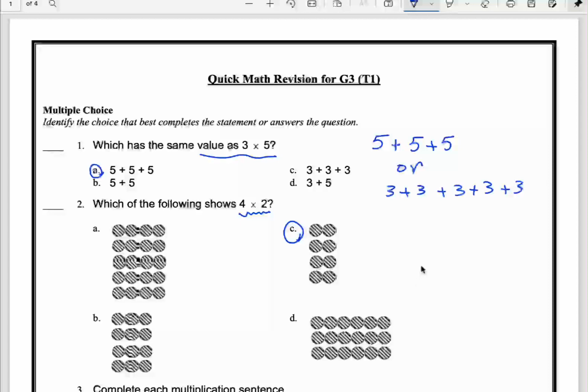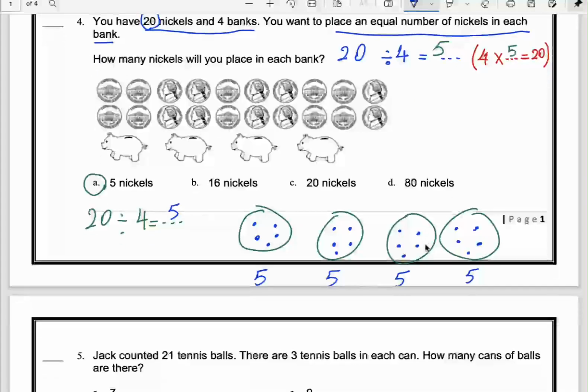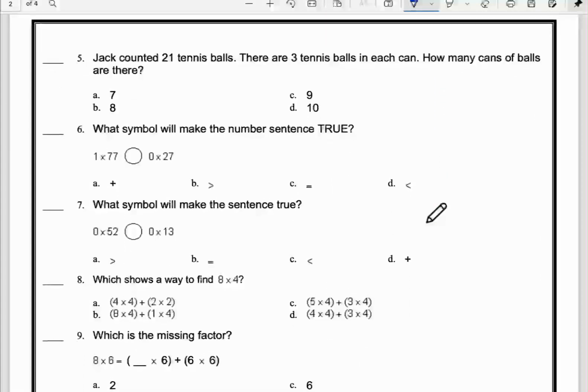Yeah. Okay. I'm in the last page. Now, let's move to question number 5. And again, my heroes, do not use your mics now. Question number 5. Jack counted 21 tennis balls. There are 3 tennis balls in each can. How many cans of balls are there?